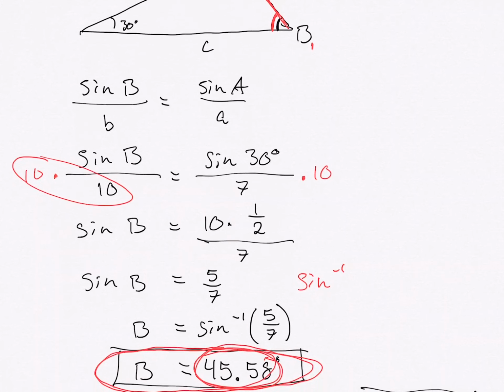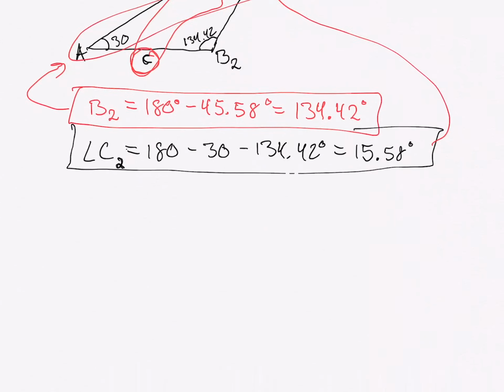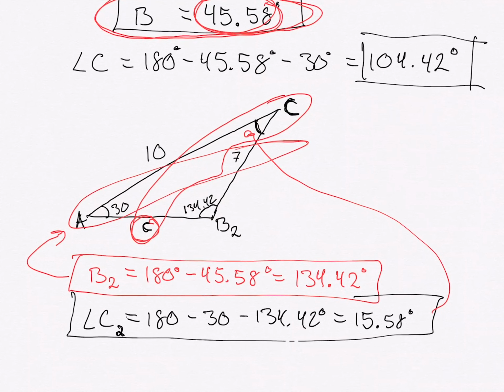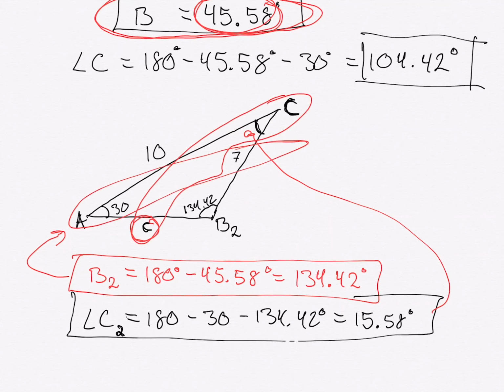Once you've got that B value, fill it into your diagram up here, and now you can continue to find angle C using subtraction, and then side C using the law of sines again. From there, you can draw your second triangle with the rope pulled in underneath the ramp. There it is.